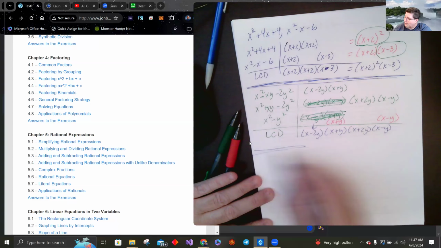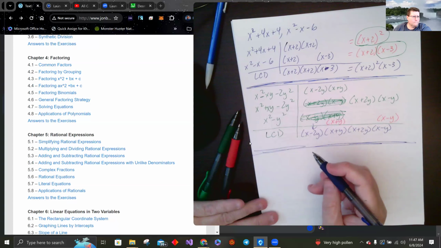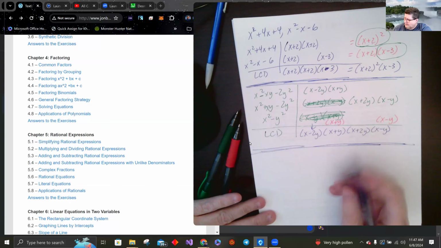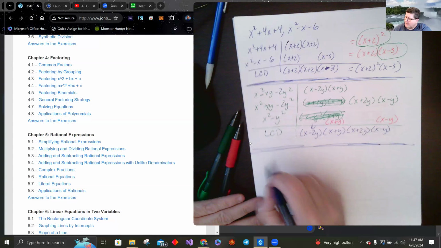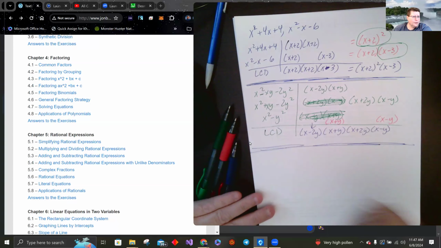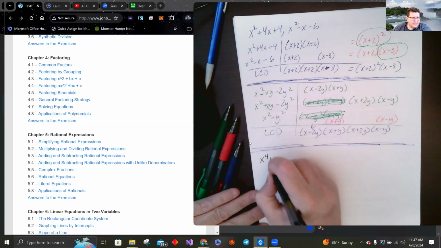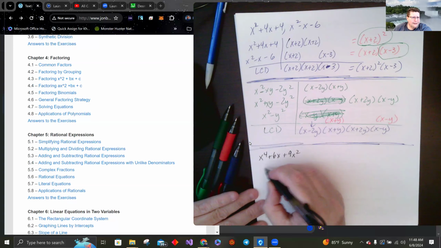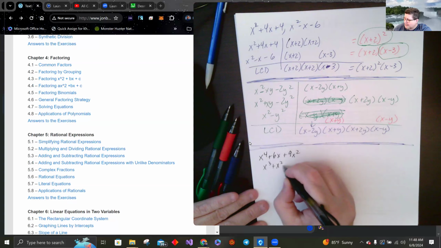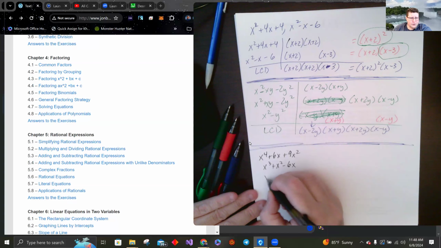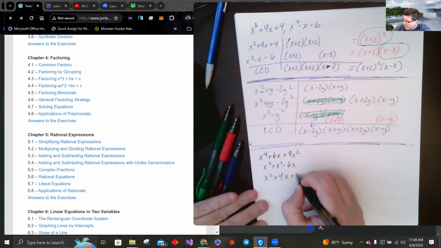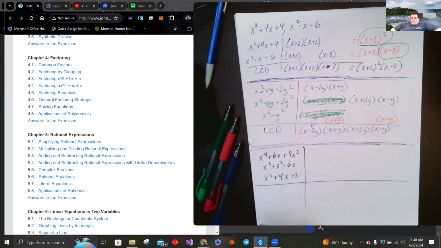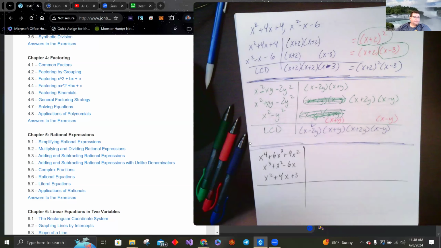All right, one more. We're going to have x to the 4th power plus 6x cubed plus 9x squared. Then we will have x cubed plus x squared minus 6x. Then we will have x squared plus 4x plus 3. That should be 6x cubed.